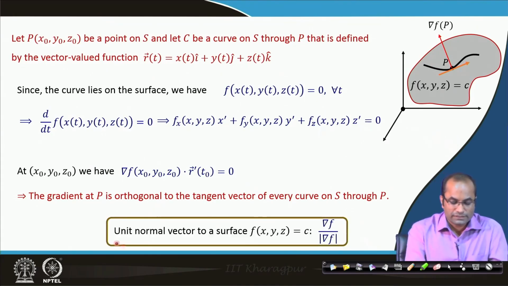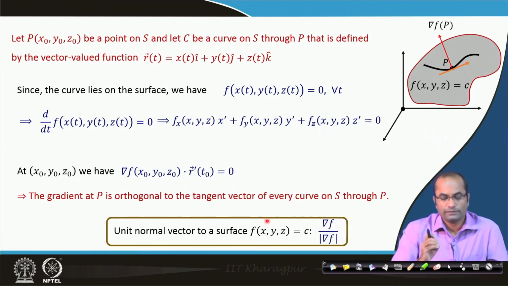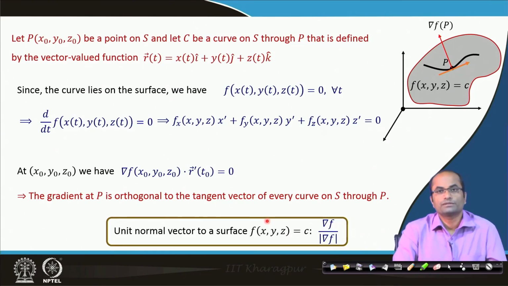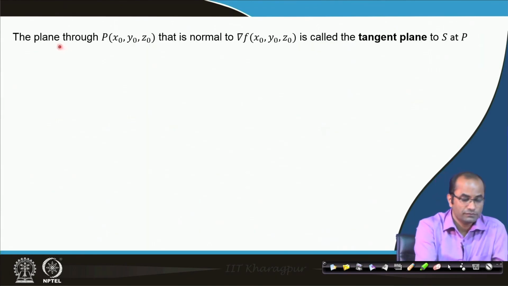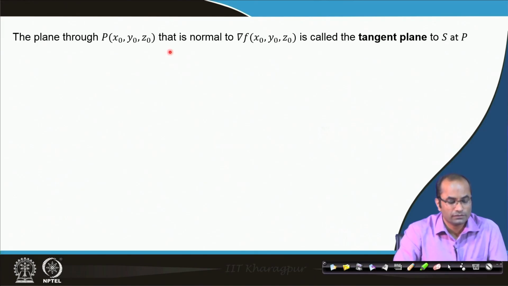Okay, so this can be used now. If you want to find the normal vector to a surface f, then we can just get this del f and divide by its magnitude.